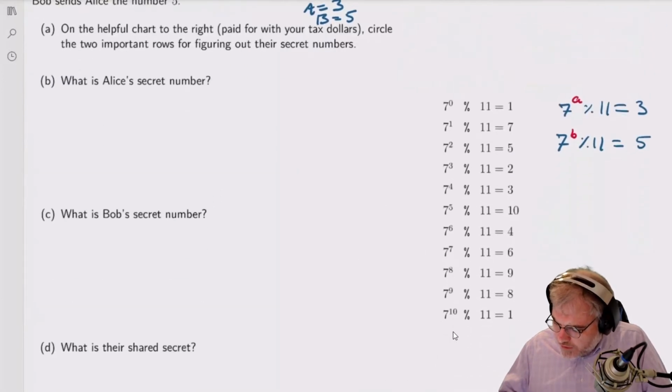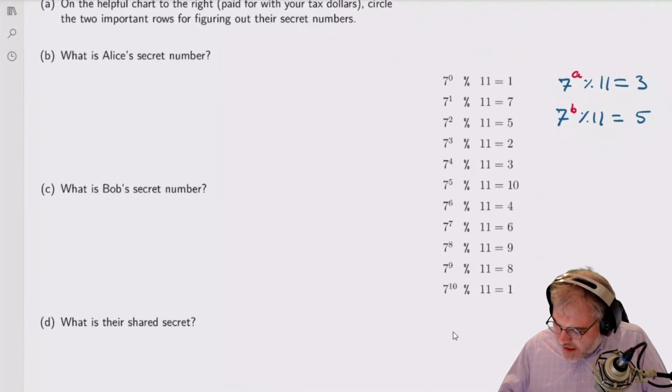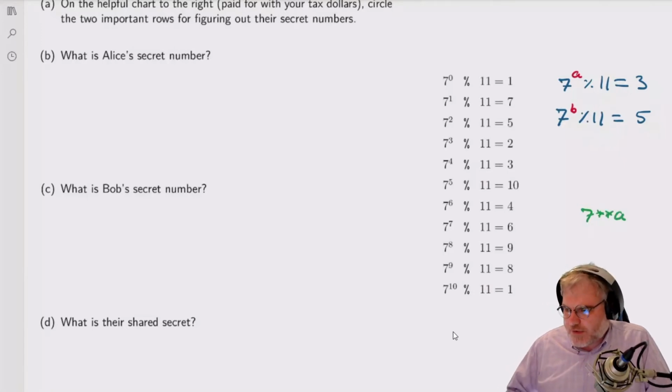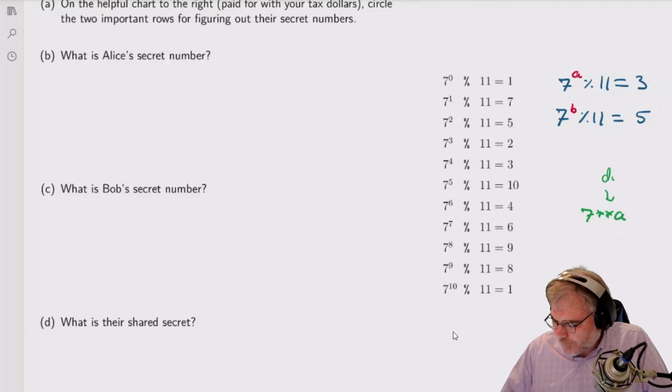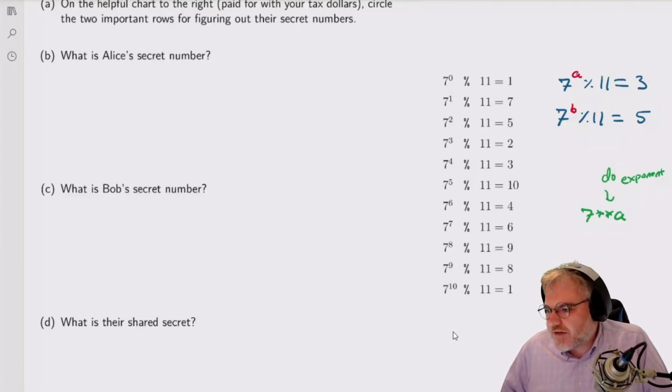Well, let's look at the chart. I have this helpful chart. I've got 7 to the a mod 11. By the way, a slight note: in PHP, the way you would write 7 to the a is 7 star star a. That double star means do an exponent. And the reason the chart had that on Canvas was because I was using that program to generate those charts.